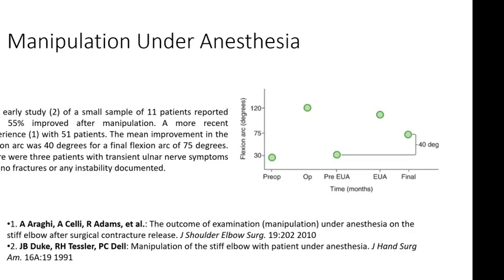Some studies have shown an increase in elbow movement in 55% of patients, with complications such as transient ulnar-sensitive neuropathies. Other complications include periarticular fractures and the formation or increase of HO.